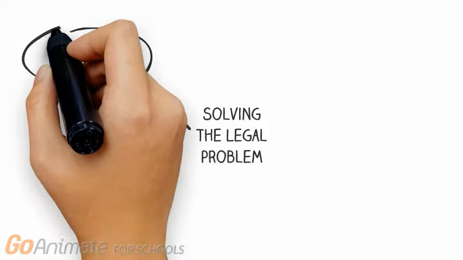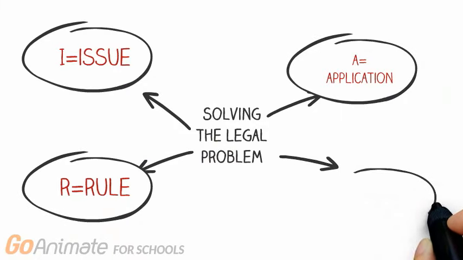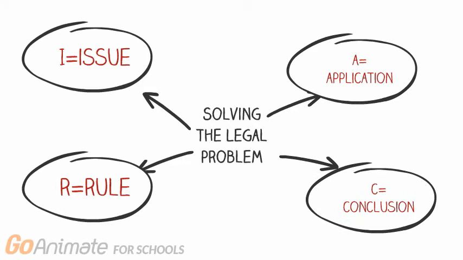Another way of saying this is you're going to ask yourself, what is the issue? What's the problem? You're then going to look at what is the rule, which means what is the law that applies. You're then going to spend some time applying the rule to the facts that you have, and then you're going to answer the issue and your conclusion.